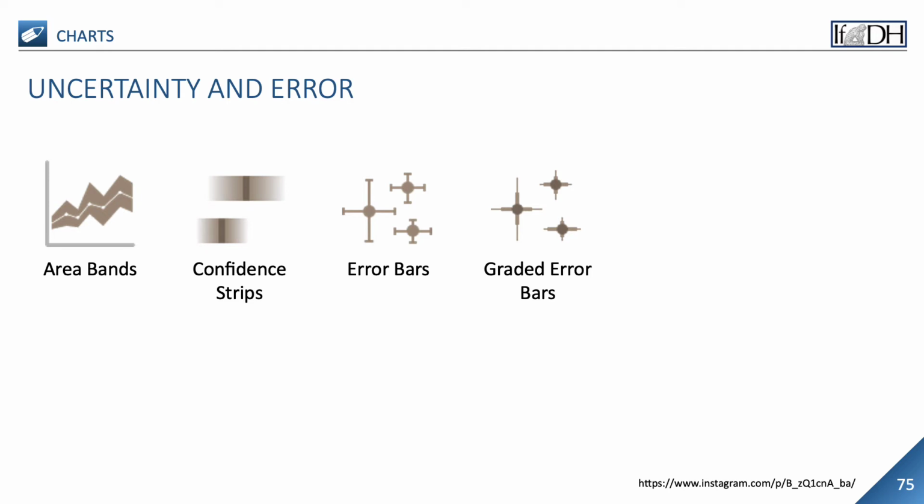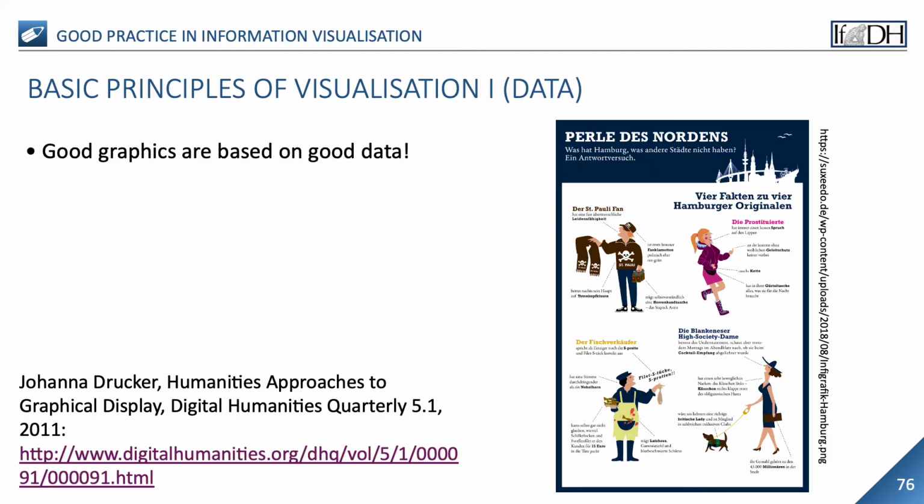However, not only the different types of diagrams are important, but also data selection and design. Therefore, some principles of good practice in information visualization should be discussed at the end. In general, one could establish the following rules for information visualization. First, good graphics are based on good data. A study with insufficiently acquired data will not be improved by perfect visualization, even if many people might fall for it.